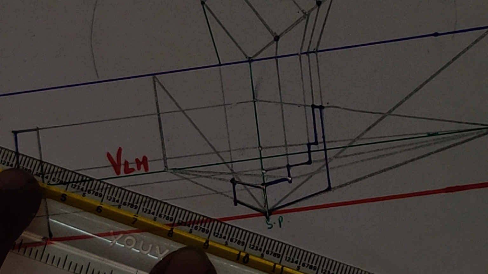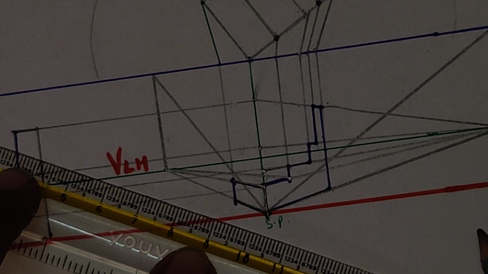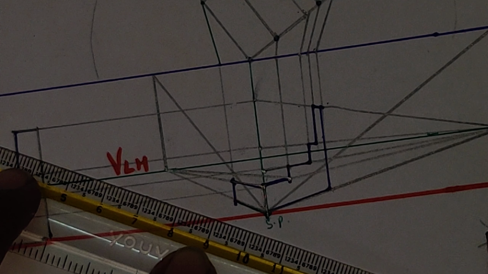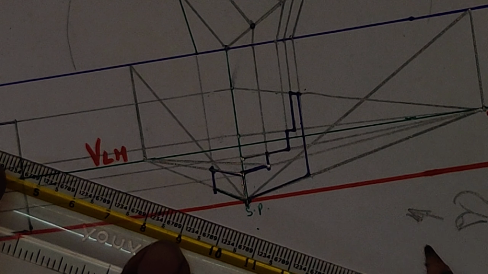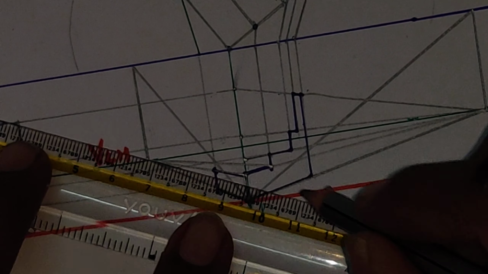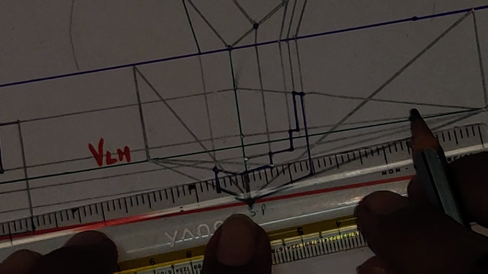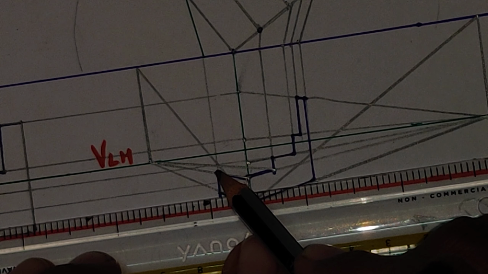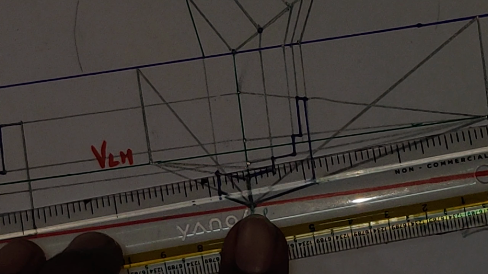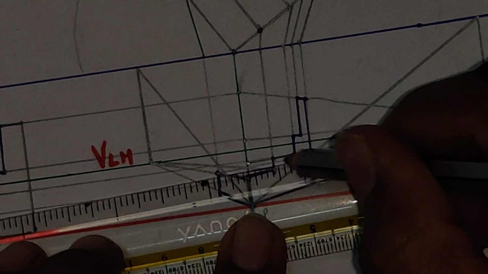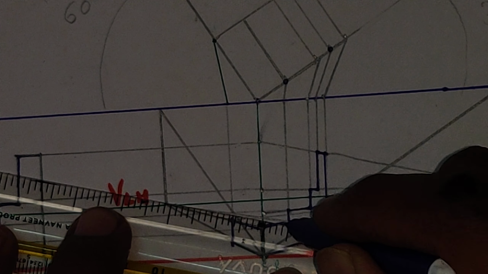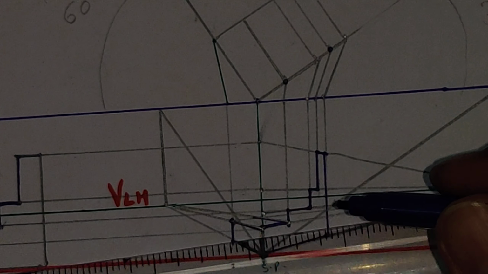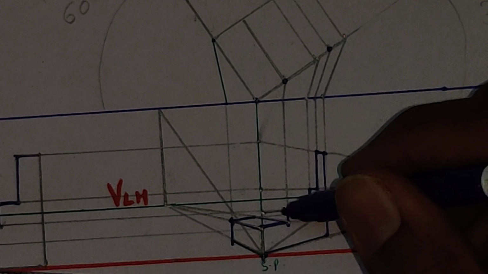Means here, while projecting this dimension, you must observe that the observer position is here, and the observer is looking in this direction. So like that, you are getting the vanishing point here, right? So join this corner point to your right hand vanishing point. So this is the next step.